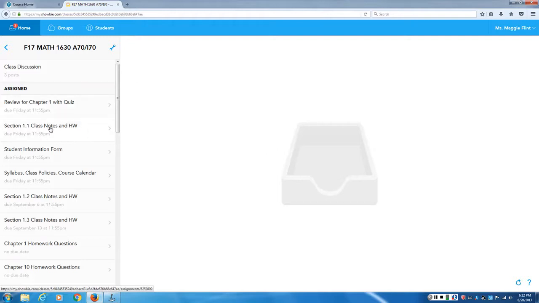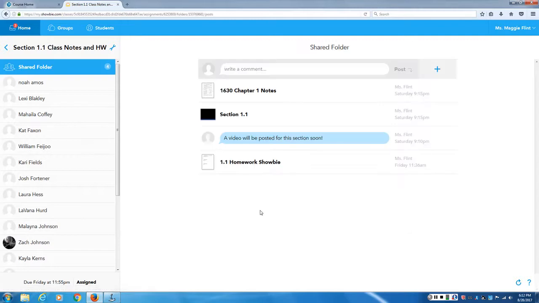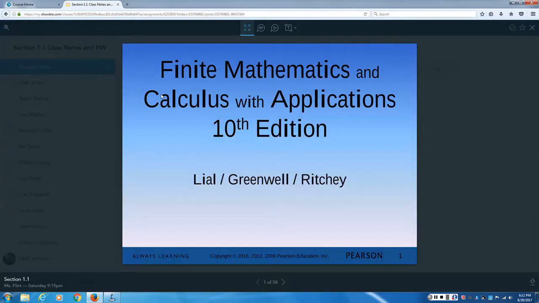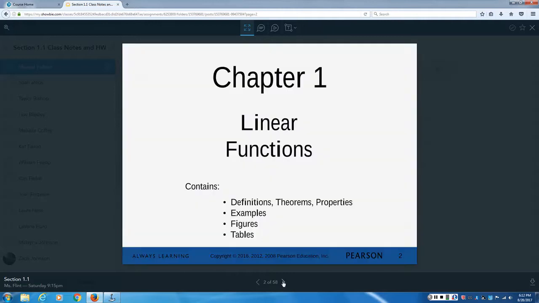You should see your section 1.1 class notes and homework. That'll be right here. Right now, the only thing that's in that folder is your notes, and your Show Me homework is down here. This is actually, I think, the PowerPoint for that section. Let me make sure that's what it is. And I would not recommend printing this off. That's not a good idea. It's 58 pages.